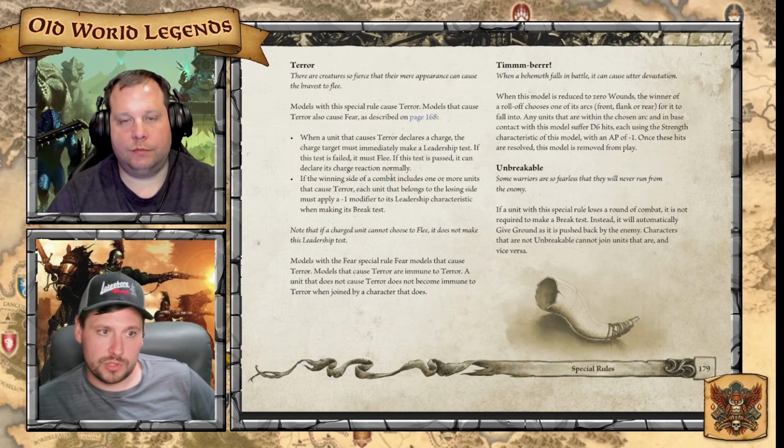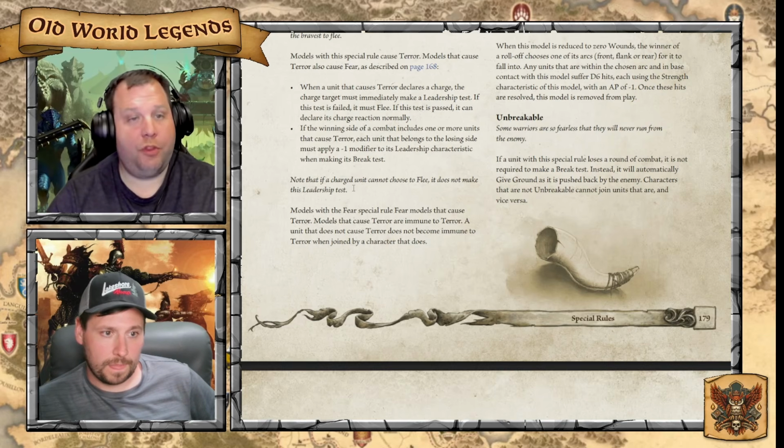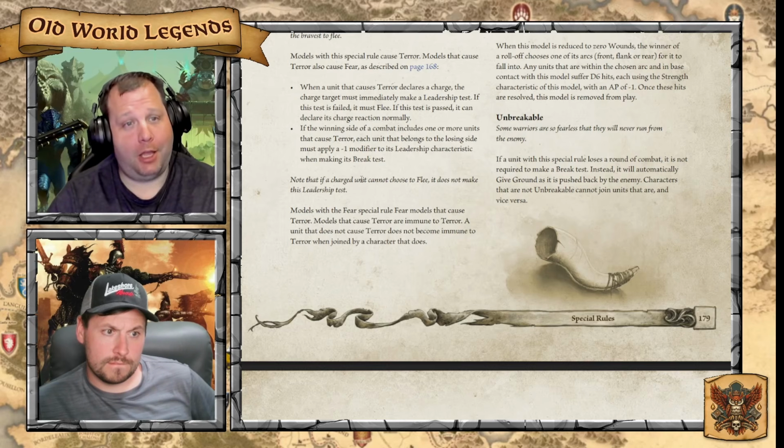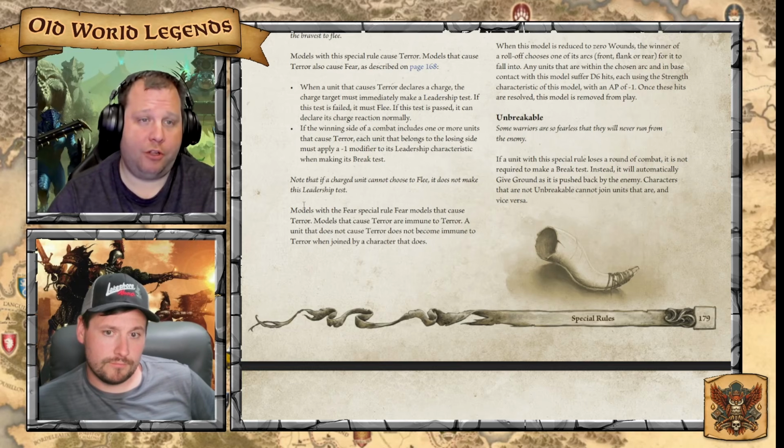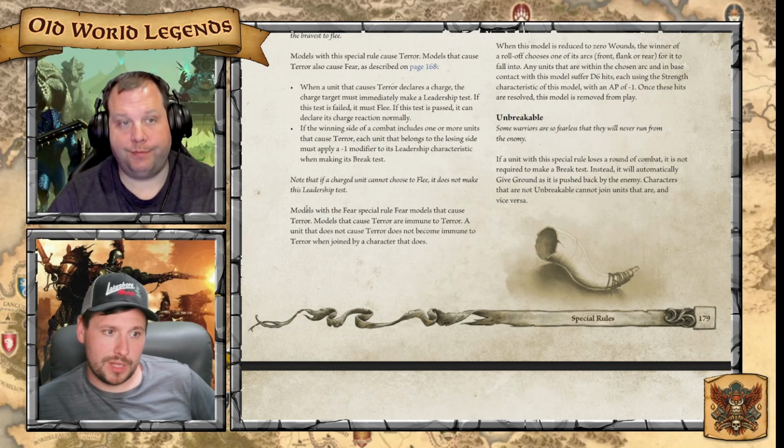So if a Chaos Dragon is fighting state troops and it wins combat, the state troops have -1 leadership for the break test. Which is still, the majority of the game is not immune to it. It's very applicable. If you're fighting an undead opponent, it's not going to come up at all that entire game because their entire army will be immune to psychology. Yeah, but they're bony, so.